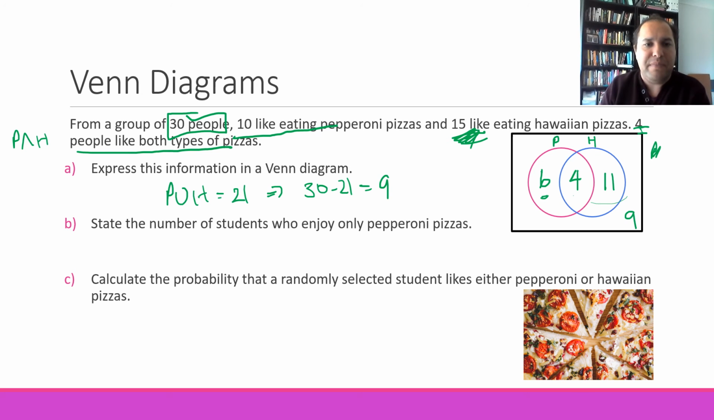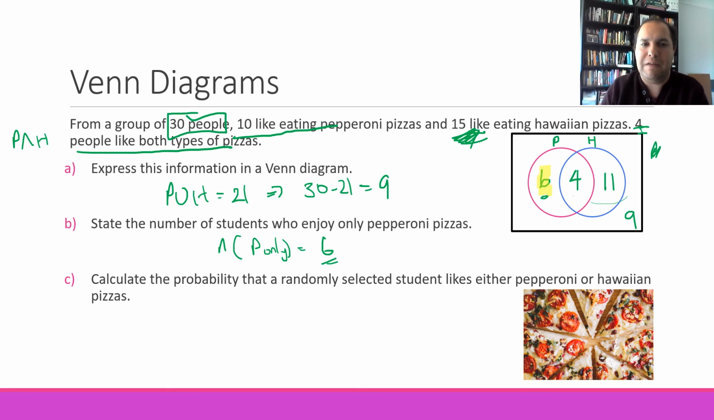All right, looking at our next question, state the number of students who enjoy only pepperoni pizzas. Well, looking at our Venn diagram, that's this number here. So the number of people who like pepperoni only, P only. It's not the intersection. Those people like pepperoni and Hawaiian. The people who only like pepperoni will be outside of that intersection. So that's 6.